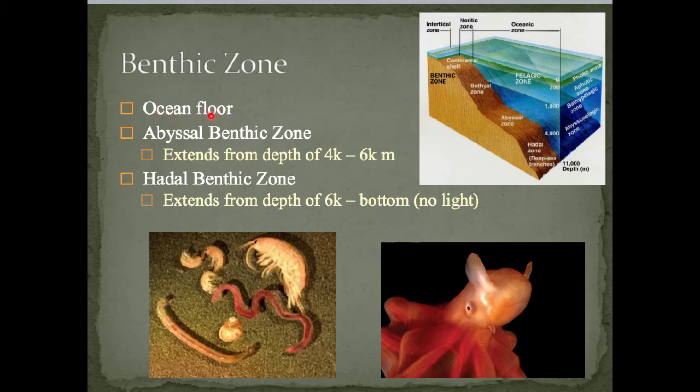Benthic zone. Benthic zone, ocean floor. All right, so we've got our benthic zone, which is down below. Very low to no light penetration. The abyssal benthic zone, which we've got here, extends from 4,000 meters, or 4 kilometers, to 6,000 meters, 6 kilometers, I'm sorry, down. And then you have the Hadal benthic zone, which is all the way at the bottom. Some organisms that you would find in those areas. No light.